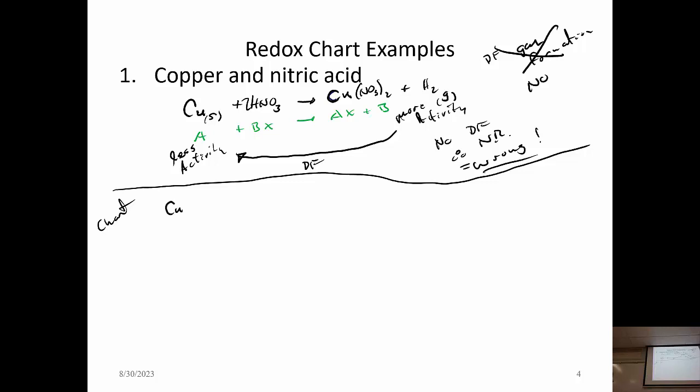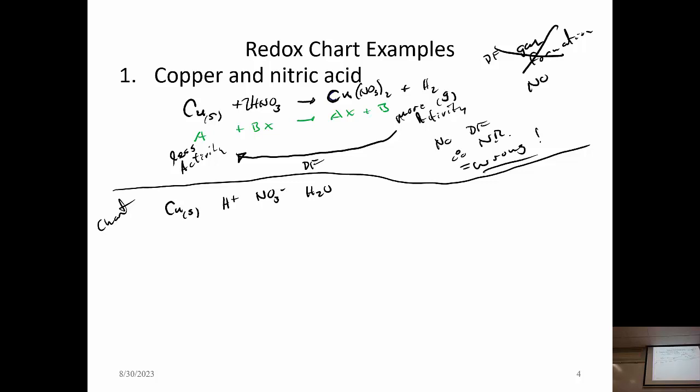Copper is not a strong acid. It's not a strong base. It's not a soluble salt, so we leave it alone. Nitric acid, is that a strong acid or weak acid? Nitric acid is a strong acid, so we're going to ionize it. So these are the major species here. And then water, can water act as an oxidizer? Yes. Can water act as a reducer? It turns out water's on both sides of the chart, so we've got to factor in water. It's not the greatest oxidizer, and it's not the greatest reducer, but it depends. It might be the best.